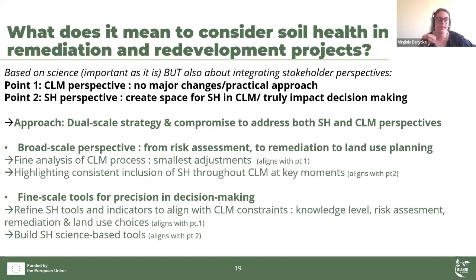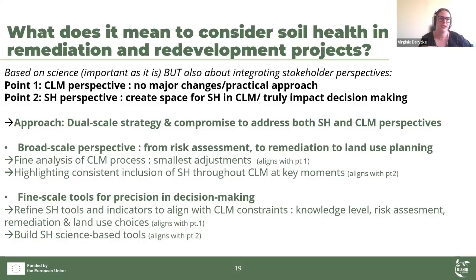And from the contaminated land management perspective, their need is: I'm used to dealing with contamination and remediating it in a certain way, so please add soil health so that I can still work and still remediate the source, still manage the risks correctly. So in a very practical approach, that is the need from this perspective.